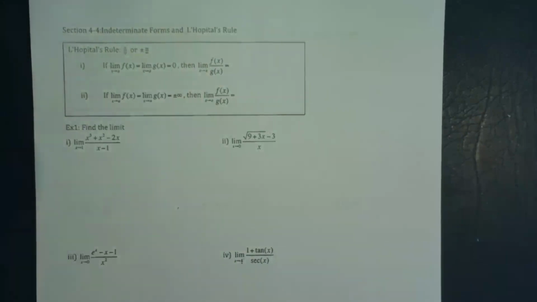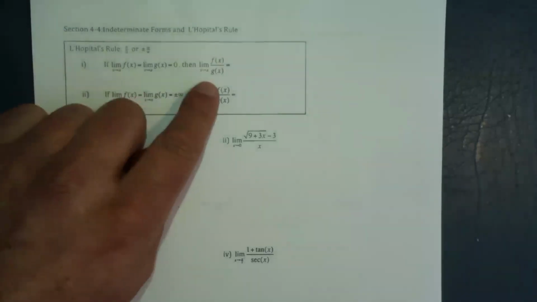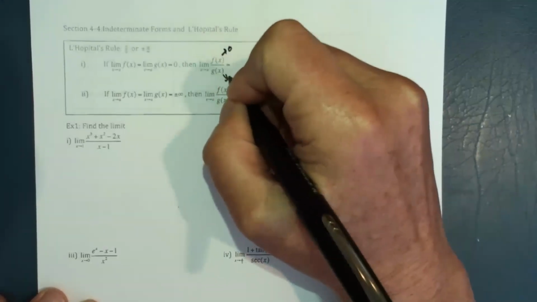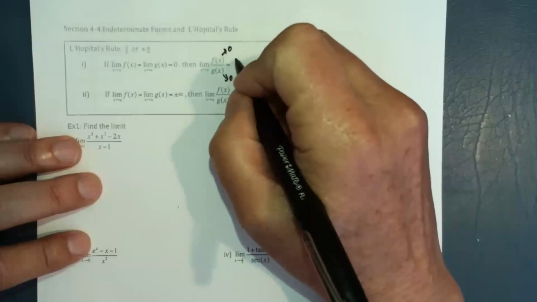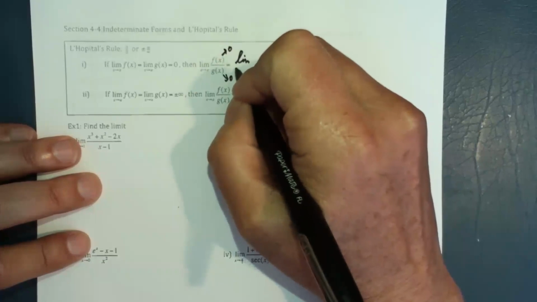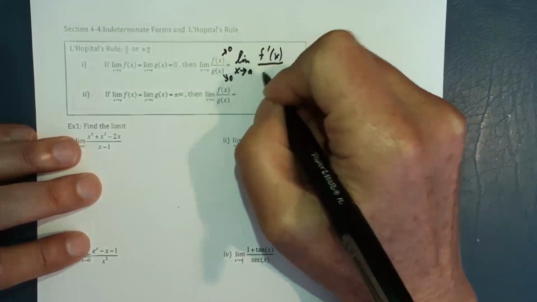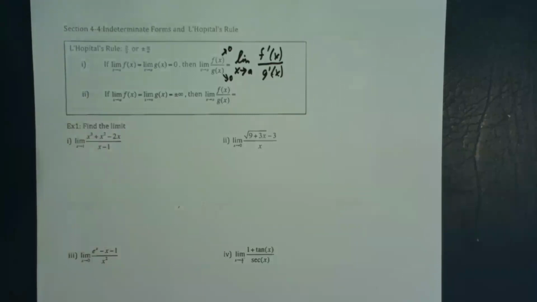L'Hopital's rule basically says that if the limit of both the numerator and denominator go to 0, so this goes to 0 and this goes to 0, then we're able to say that this is the same thing as the limit as x approaches a of f prime of x over g prime of x. Please note this is not the quotient rule. I just want to make that clear.